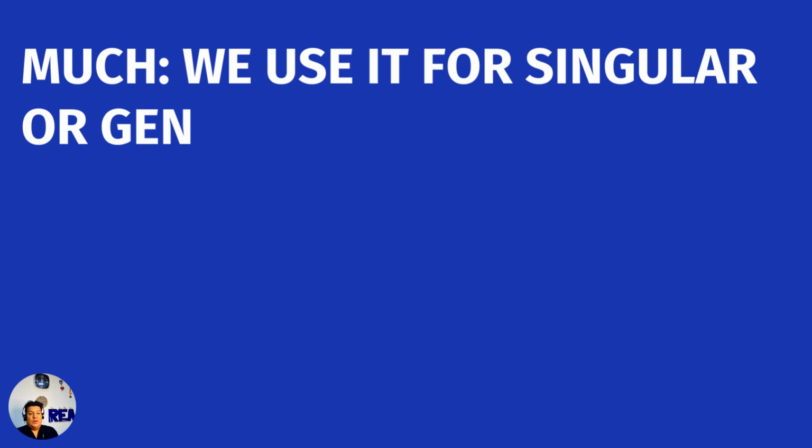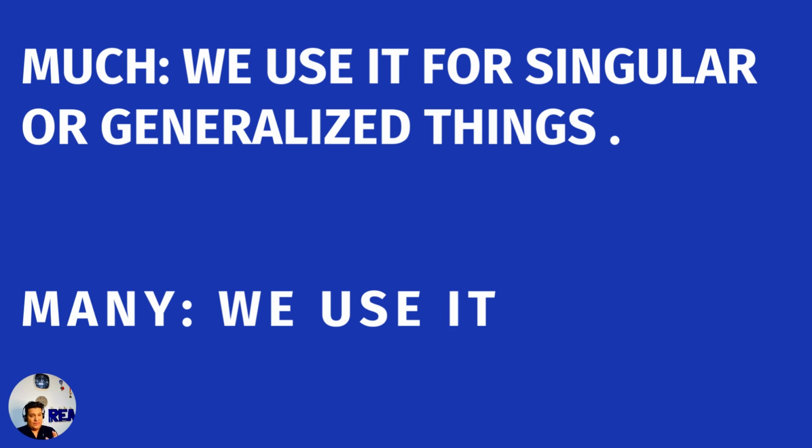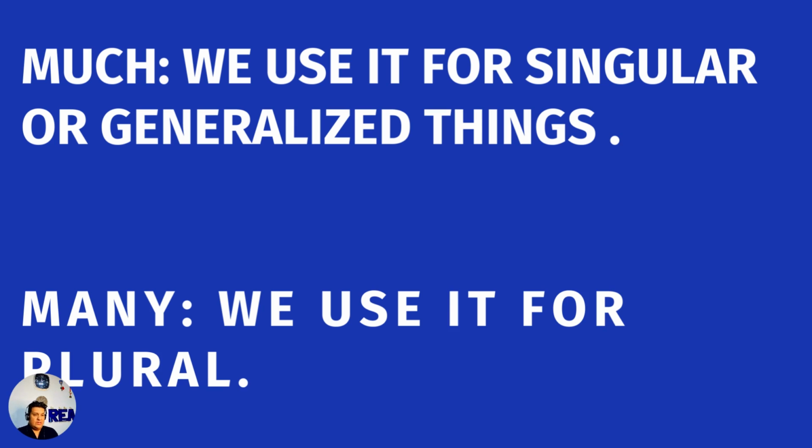So, much we use for singular or generalized things, okay, and many we use for plural. That's the first thing you must remember in order to understand this whole topic. Much is for singular things, many is for plural things. When I say generalized things, I mean when you speak, for example, about water, money, space, time, things that you cannot count, that are in general speaking.